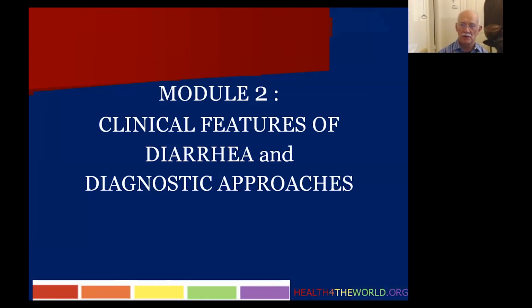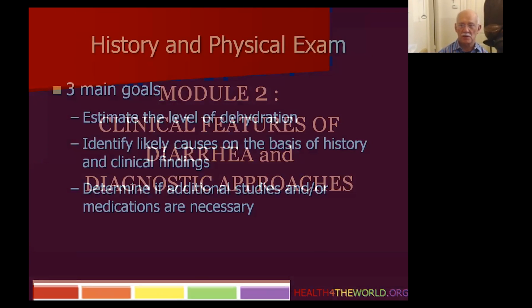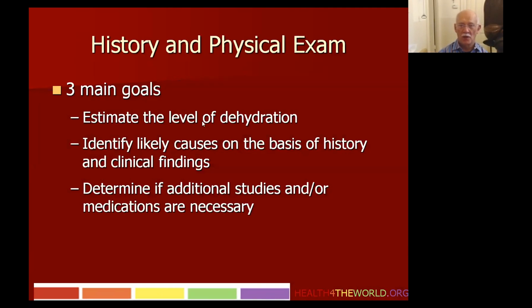Some of the clinical features of diarrhea and diagnostic approaches will be discussed next. The history and physical exam, the three main goals are: estimate the level of dehydration, identify likely causes on the basis of history and the clinical findings, and determine if additional studies and/or medications are necessary.